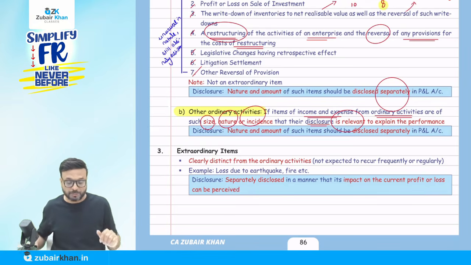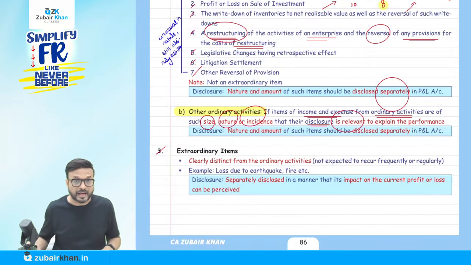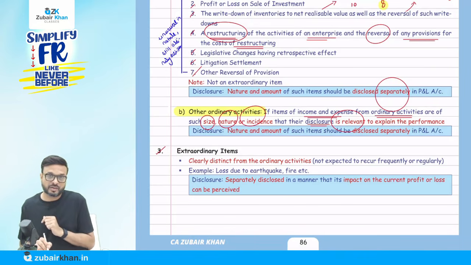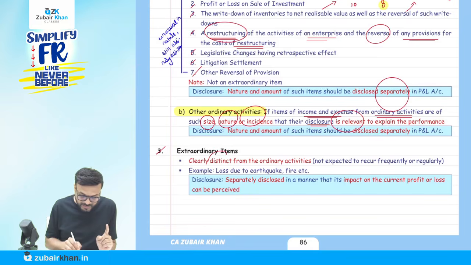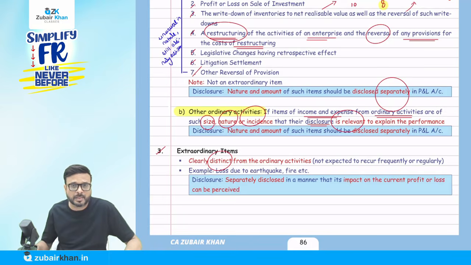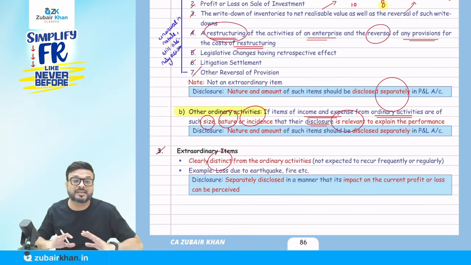Okay. Now I'm coming to the next point. That is extraordinary items. When we talk about extraordinary items, what does it mean? They say it is clearly distinct from the ordinary activity and not expected to recur frequently or regularly. For example, loss due to earthquake, fire, flood, riots, all these are extraordinary items.